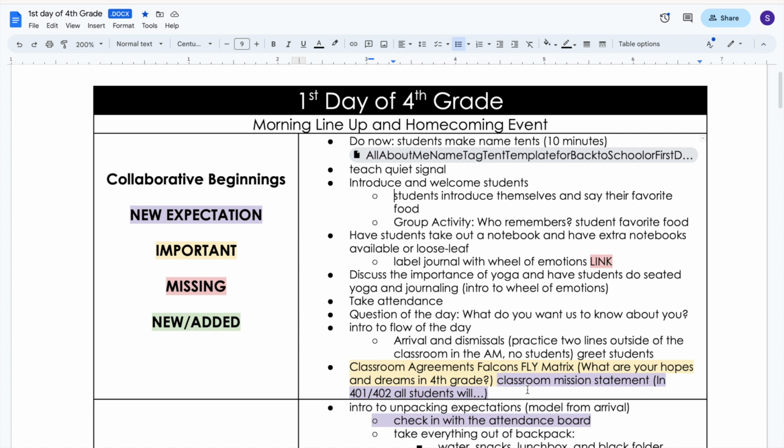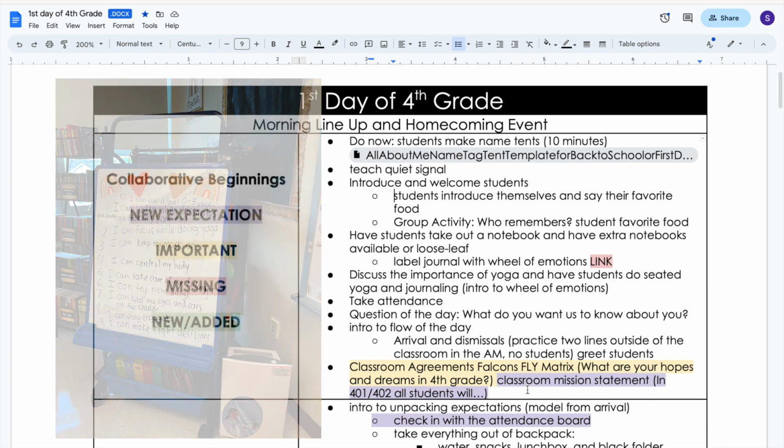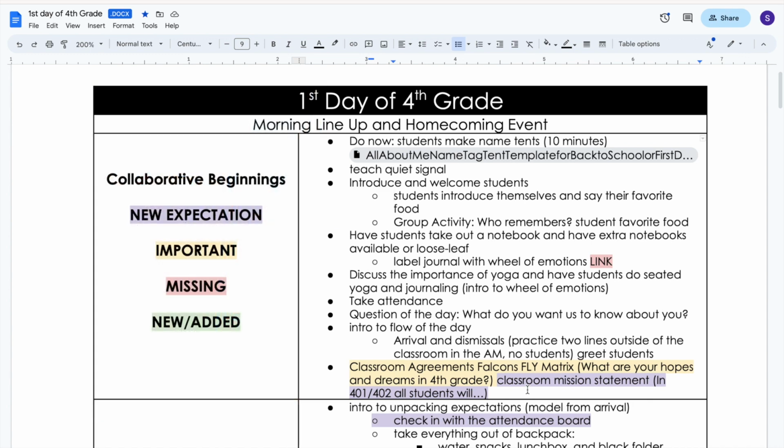One tip is, don't write the I can statements on chart paper yet. I recommend writing it on a dry erase board, and then during your prep or after school, write it on chart paper so that it can look fancier. That's just a personal preference.